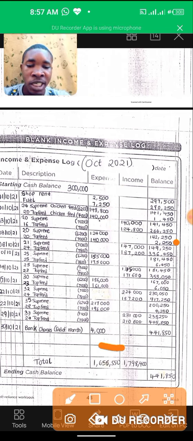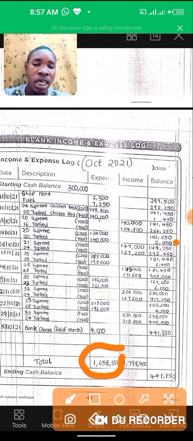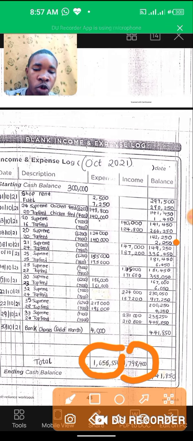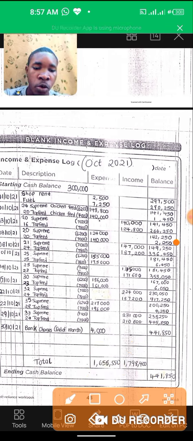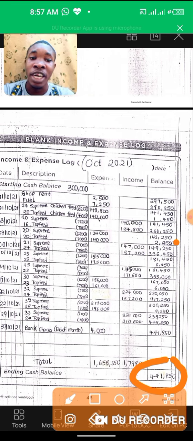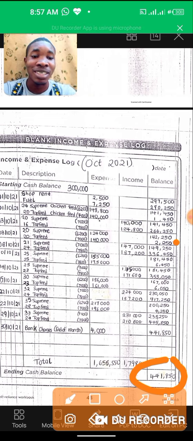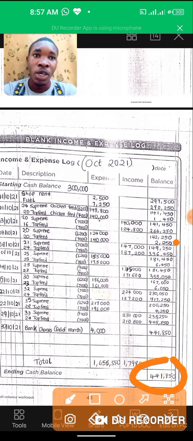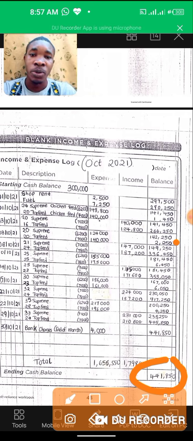So now our expenses for the month was this, and this was our income. So at the end of the day, what happened? We have how much? 441,859 with our hands. I hope you are enjoying it too. If you want to drink water, go and drink water, because we are getting to business now.